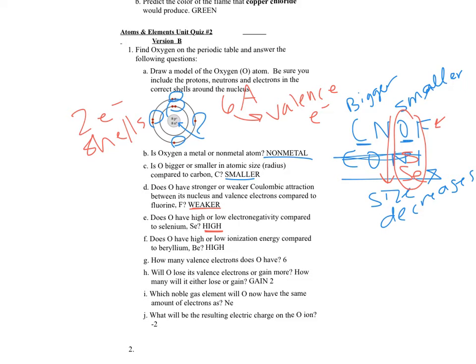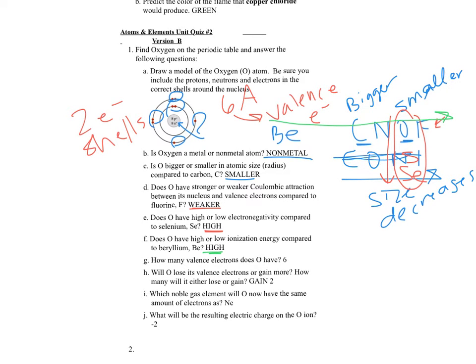In 1F, it asks, does oxygen have a high or low ionization energy compared to beryllium? Well, beryllium's way over on that left-hand side of the periodic table, where it's the weaker side, the one that has less attraction. So using our periodic table trends, we know as we go from left to right on that periodic table, that ionization energy increases. So oxygen will have a higher ionization energy than beryllium.